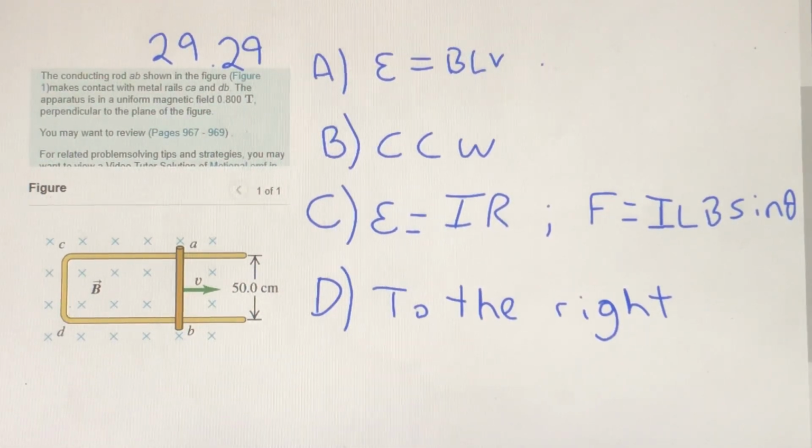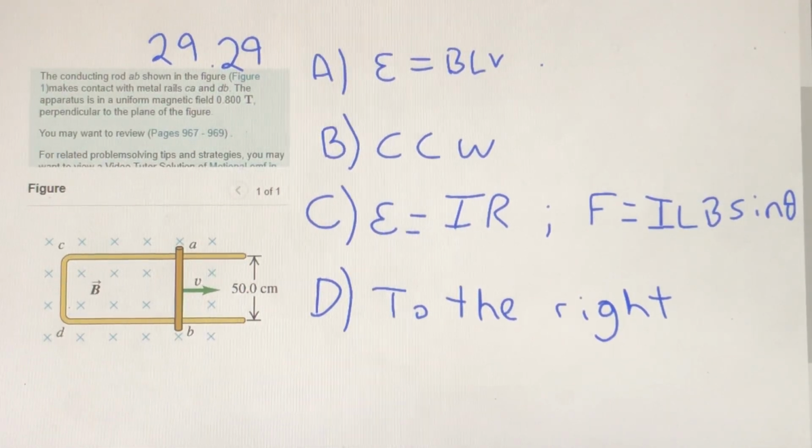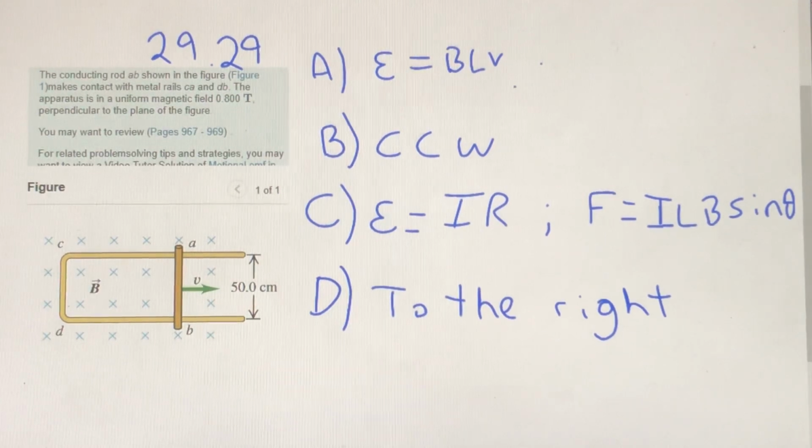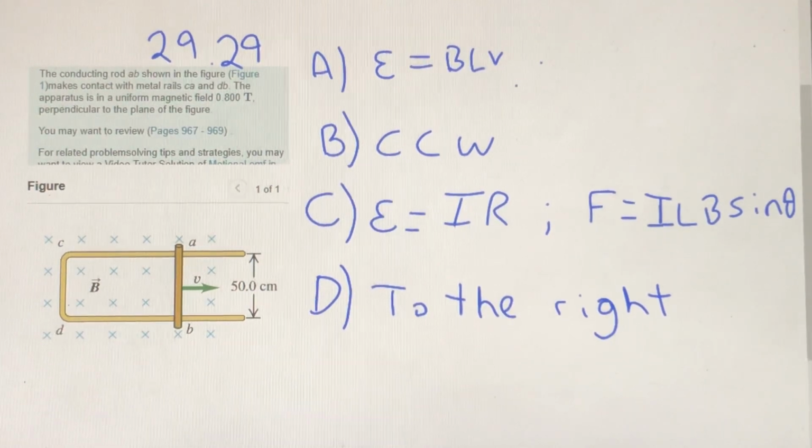So we're given the length, magnetic field, and velocity. So we know to use EMF equals BLV, and we plug all of our values in, and then you'll get your answer.